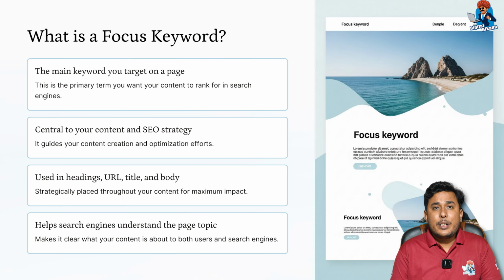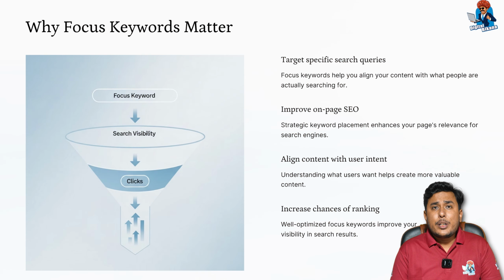A focused key phrase is the main keyword or phrase that you want a specific page or blog post to rank for in search engines. It tells Google and your SEO tools what your content is all about. Focus keywords help align your content with users' search intent. When used properly, they improve your chances of ranking for that specific search term and attract the right audience.